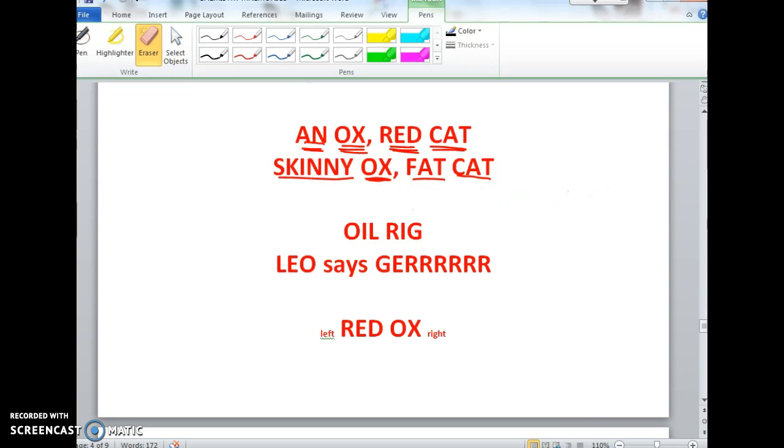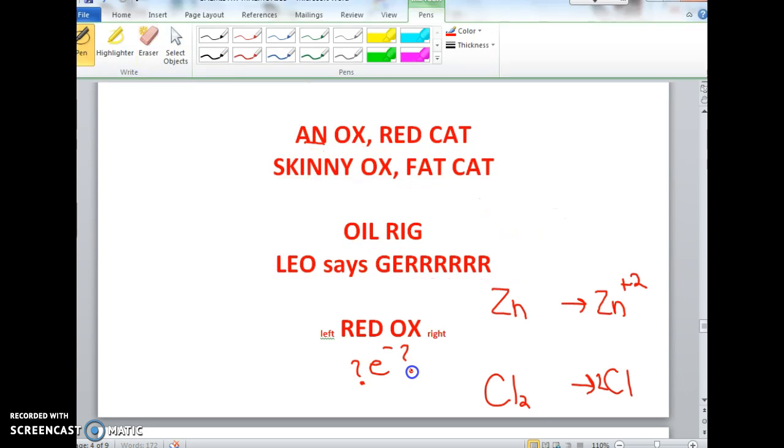Then we have oil rig. Oxidation is losing electrons. Reduction is gaining electrons. You might also like to call it oily because oxidation is losing electrons. Another one, I like it, most people don't. Leo says grrr, Leo the lion. Losing electrons, oxidation. Gaining electrons, reduction. I like that one. A shout out to Mr. Wise for the last one on this page.